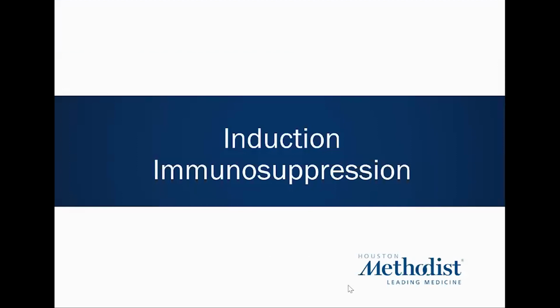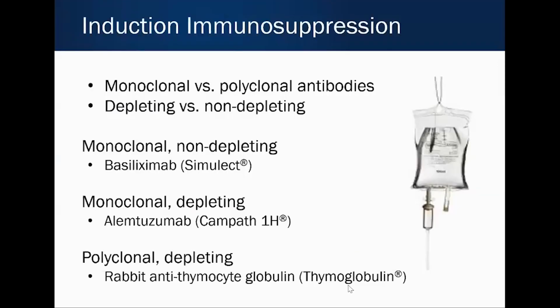So reviewing first our induction agents. We have two different kinds, depleting and non-depleting. Our non-depleting agent is basiliximab, and then we have two depleting agents, alemtuzumab and rabbit anti-thymocyte globulin. For the sake of focusing more on what we would potentially do in our heart transplant patients, it would be using rabbit anti-thymocyte globulin, the depleting therapy, if we were to give a depleting therapy. More commonly, though, you would probably see basiliximab if we were to give induction, and then as I mentioned earlier, most common would be that patients would receive neither, and they would receive just the bolus dose steroids.